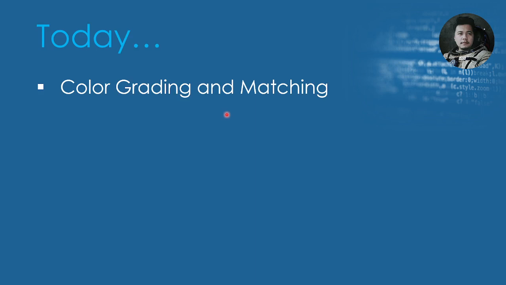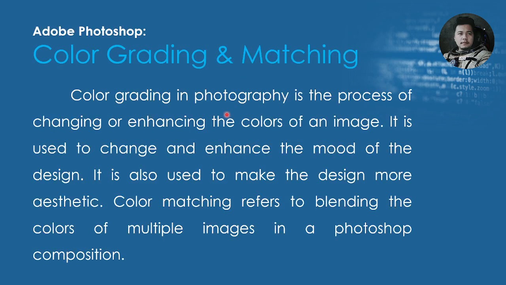And perhaps one of the most powerful techniques that you should learn in doing composition is color grading and matching. So when we say color grading, in photography or in graphic design, it is a process of changing and enhancing the colors of an image. It is used to change and enhance the mood of the design. It is also used to make the design more aesthetic, meaning to make it look good. And color matching refers to blending the colors of multiple images in a Photoshop composition.